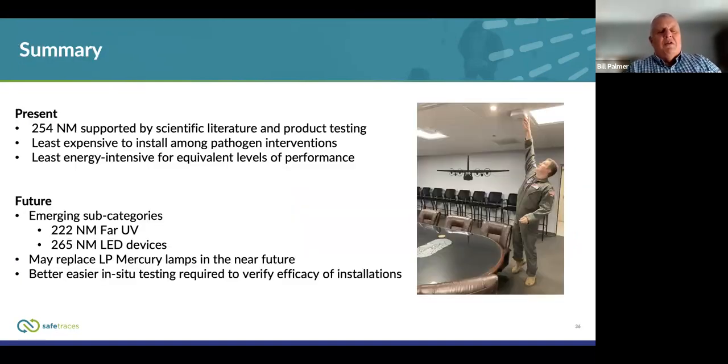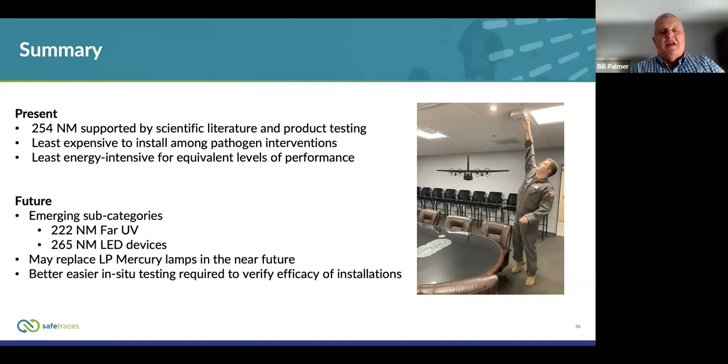So from the information that both Chip and Bill showed, the scientific literature and the in situ testing has shown the effectiveness of upper room UV as an intervention. And what we've also been able to show is that of the interventions out there for equivalent levels of performance, upper room UV is probably the least energy intensive. So long-term, it's a great way to solve this problem.